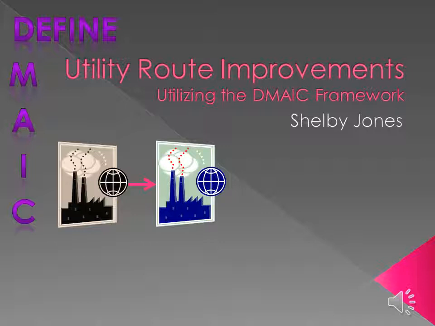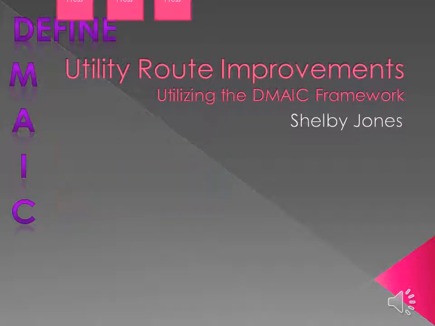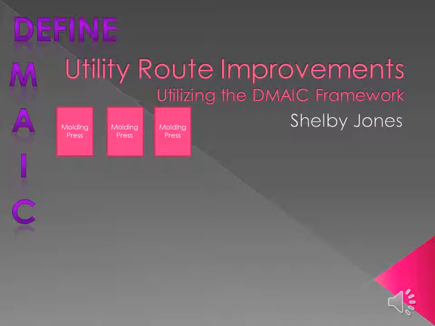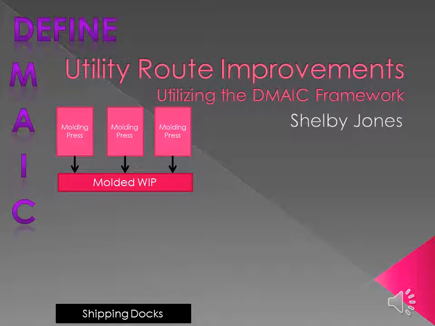So the process kind of works like this. In short, the parts are molded in a number of presses within the plant, and other operators are tasked with transferring those parts into the molded work in progress, or molded WIP, area. Additionally, there are components that must be purchased from outside suppliers, and other operators are tasked with transferring those parts from the shipping docks to the purchased components area.